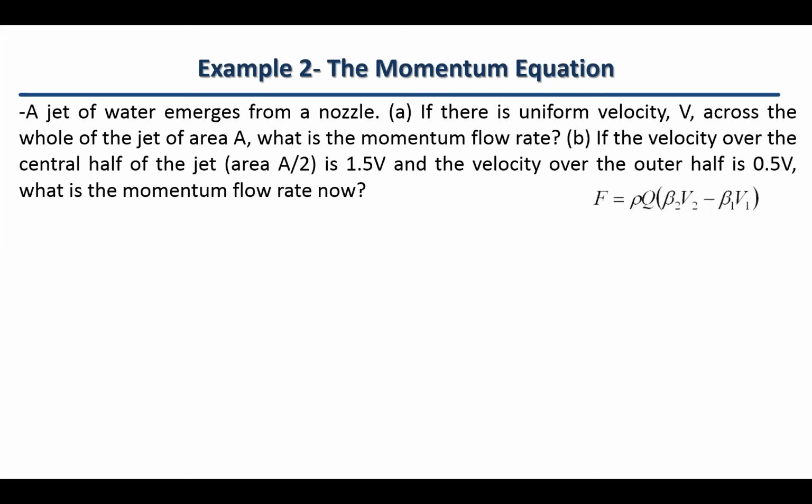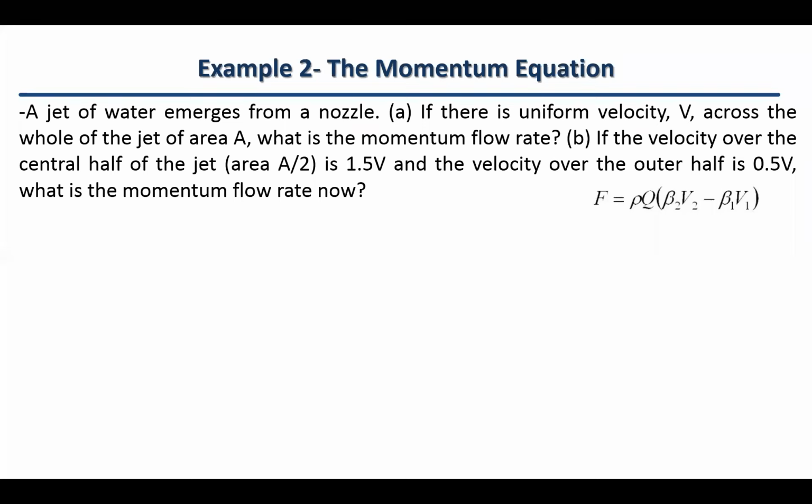And in the second situation, the velocity is not uniformly distributed. Over the central half of the jet area, the velocity is 1.5 times v, and over the outer half of the area, the velocity is half v, or 0.5 v. So for the second case, we need to calculate the momentum flow rate.